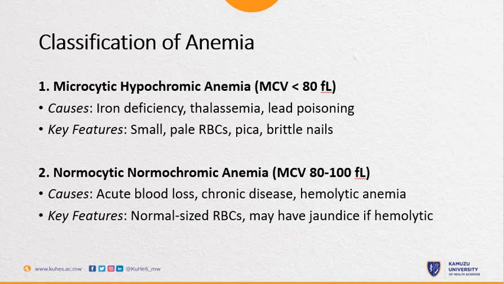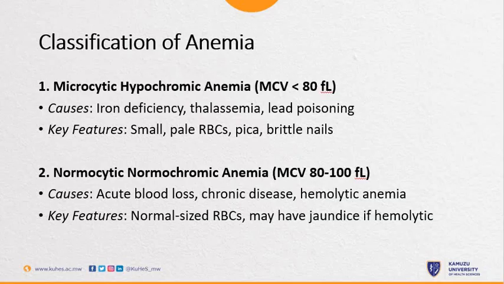For example, if the MCV level is less than 80, we measure this in femtoliters, that is called microcytic anemia. Some of the causes include iron deficiency, thalassemia, and lead poisoning, and the key features are usually that the patient presents with pallor and pica, which is craving of non-food items. The patient might be seen craving sand.